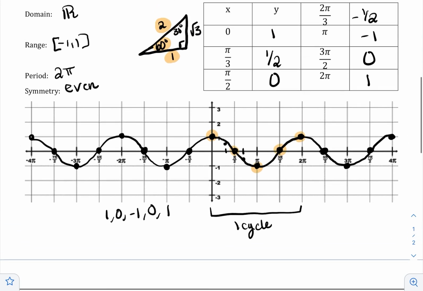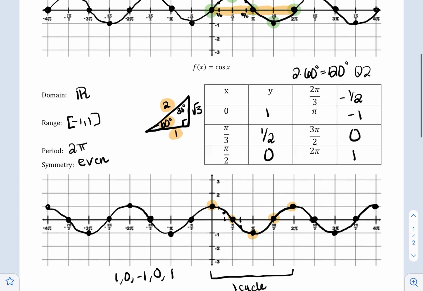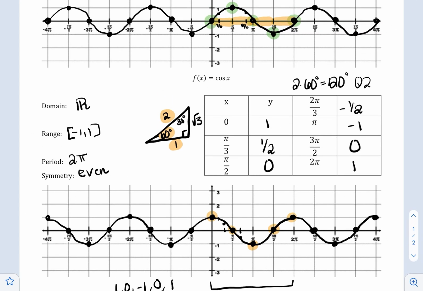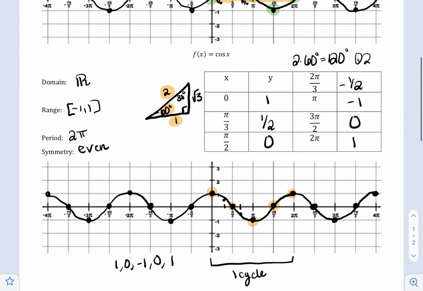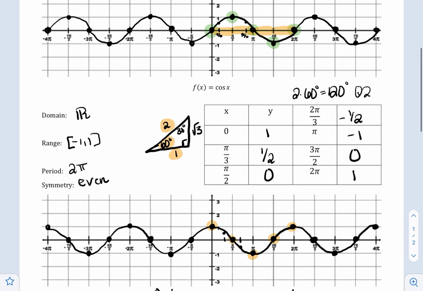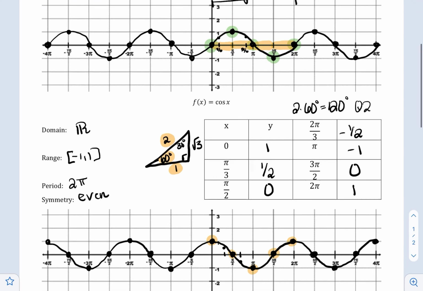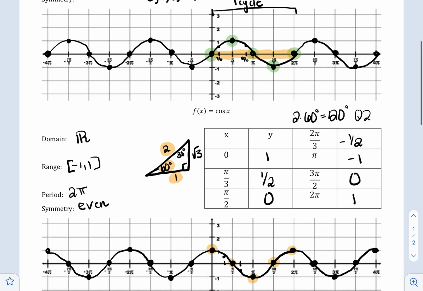So here's my graph for cosine and here's my graph for sine. They do look similar, but keep in mind that they start off differently, right? Because sine starts off at 0, 0 and cosine starts off at 0, 1. So yes, they have the similar shape, but they are a bit different. And so in the next videos, we're going to use these basic graphs and perform transformations on sine and cosine.